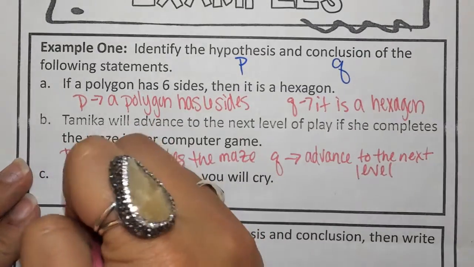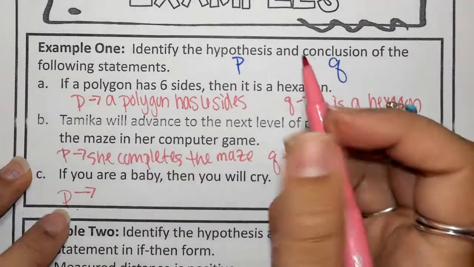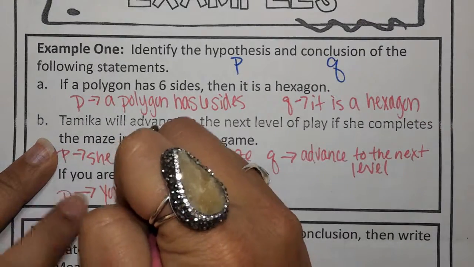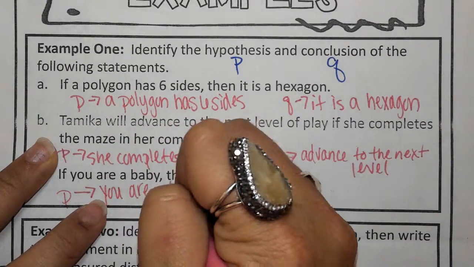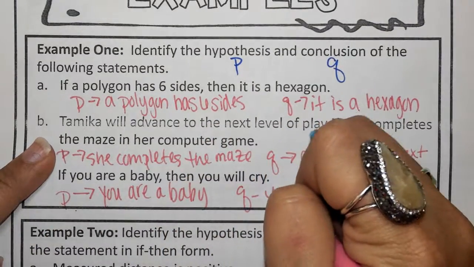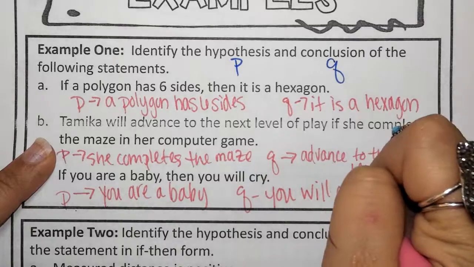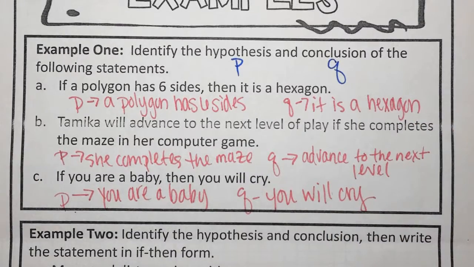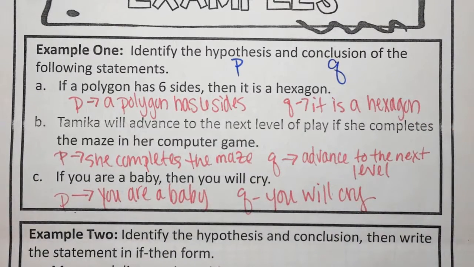All right, what is our hypothesis? You are a baby. And what is the conclusion? You will cry. Is that always a true statement? Yes. Can you cry if you're not a baby? Art doesn't count. All right.